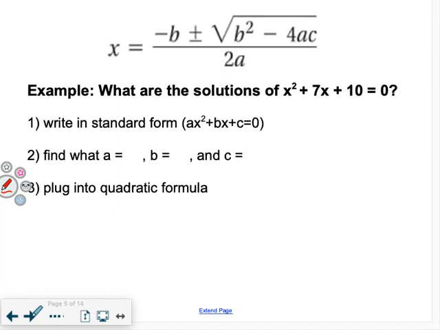So we have another example. This time, it's right in standard form. Lucky for us, it's already in there. So our A is 1. So we're looking right here. Our A is 1, our B is positive 7, our C is positive 10.